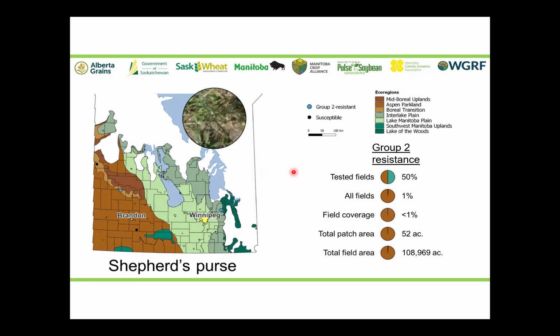And here's shepherd's purse, again starting to see some group 2 resistance in there as well. If you remember back to that poster I showed you, there are a lot of group 2 resistant weeds, and we're finding more all the time. There are a couple of spots where we found it over here on the eastern side of the province, and then over here north of Brandon, quite a bit north of Brandon, actually. Of the tested fields, about 50% did have resistant shepherd's purse, but that extrapolates to only 1% across the whole province.